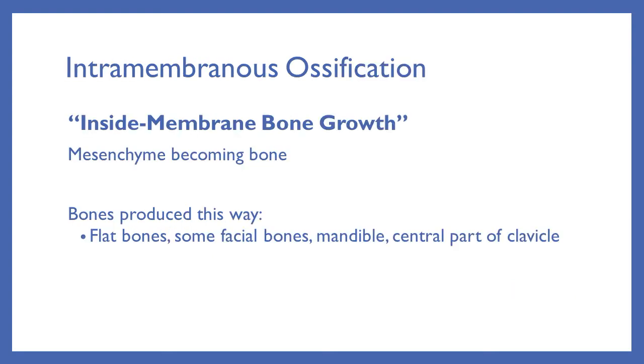The inside membrane bone growth is called intramembranous ossification. This is when the mesenchyme directly becomes the bone. Bones produced this way include your flat bones, some of your facial bones, your mandible, and the central part of your clavicle. All of those are formed by the mesenchyme itself going straight into bone.